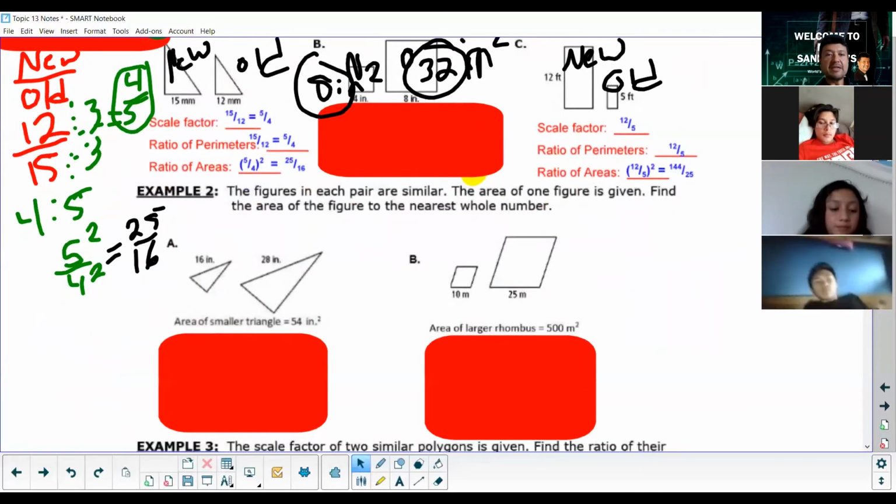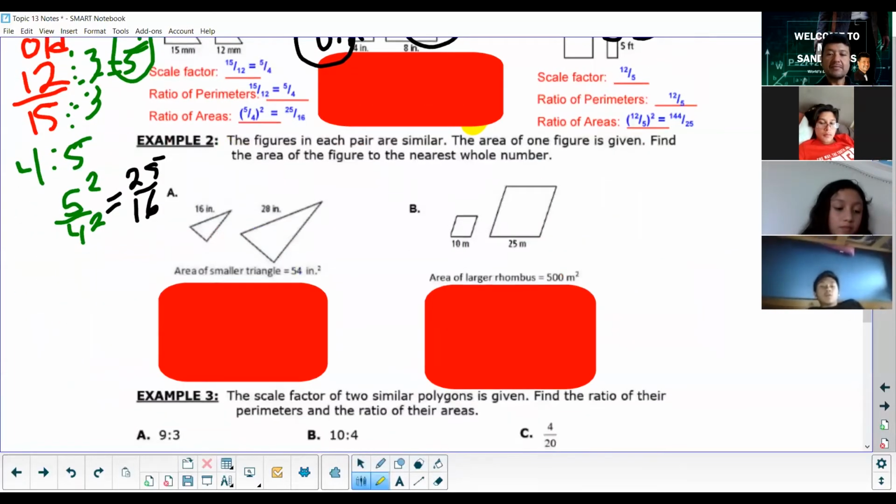Marcus, go ahead and read example 2 for us. The figures in each pair are similar. The area of one figure is given. Find the area of the figure to the nearest whole number. All right, excellent. So they give you the area of one of them. The area of the smaller figure is 54. So Marcus, how can I go about solving this?